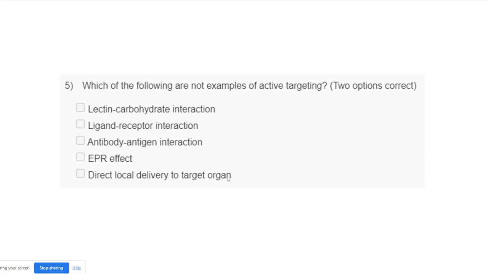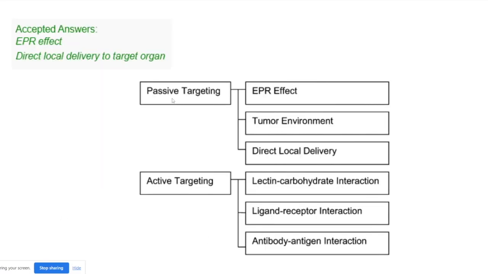Another would be direct local delivery of target organ. Here also you are locally delivering and then it is just diffusing everywhere. It is not targeting a specific region. So you can say EPR effect and direct local delivery of target organ are the two examples that are not active targeting. They are basically passive targeting. Passive targeting includes the EPR effect, tumor environment, and direct local delivery, and active targeting involves lectin carbohydrate interaction, ligand receptor interaction, and antigen antibody interaction. These interactions are very specific and can happen in only specific regions. That is why these are called active targeting.